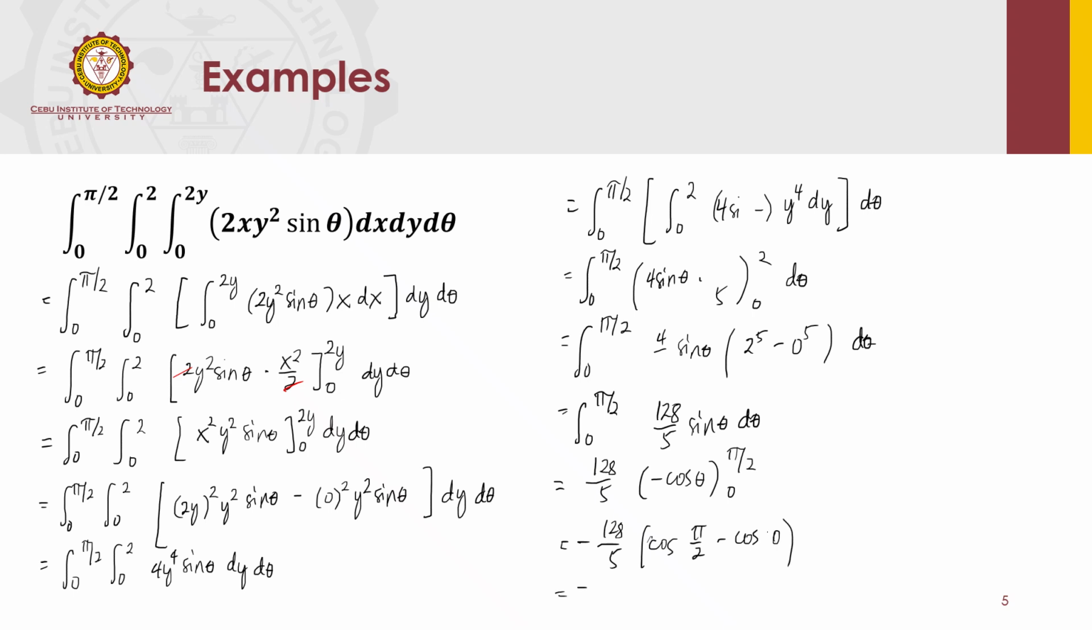Cosine of pi over 2, or cosine of 90 degrees, is actually 0, minus cosine of 0, which is 1. So we have our final answer. That's positive 128 over 5. So just put the answer here. This is the final answer.